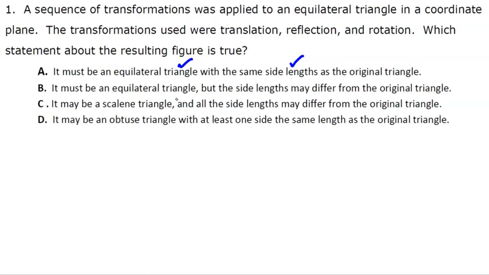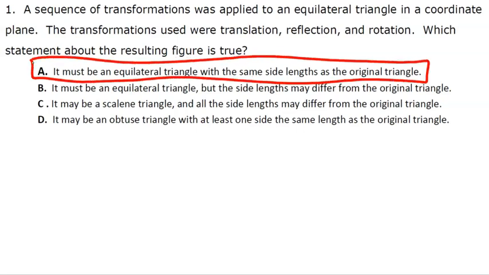The second option says, it must be equilateral. That's true. But the side lengths may differ. That is not true. It may be scalene. That is not true. You can't change your type of shape. It may be an obtuse triangle. That can't be true. You can't change your shape. So the answer is it stays an equilateral triangle and all of its sides and angles are the same.